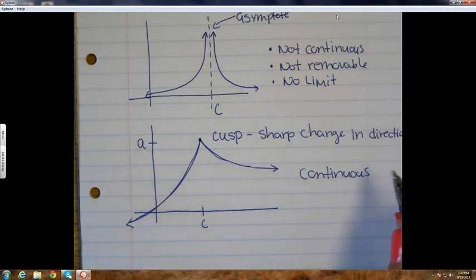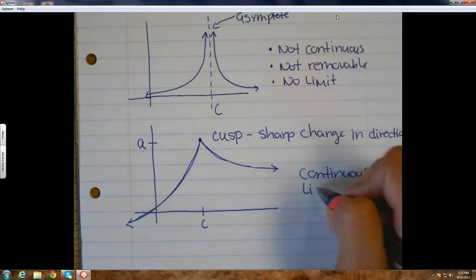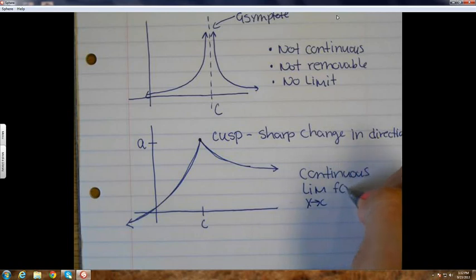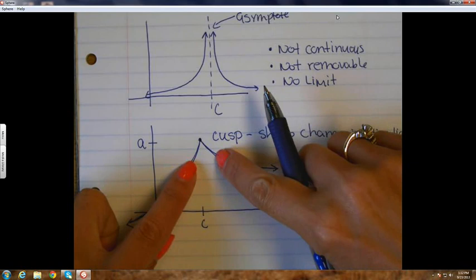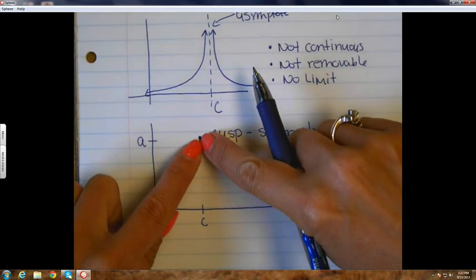Does this have a limit as I approach C? You got to ask yourself, do I approach a single Y value? Are my fingers going to touch when I get to C or close to C? Absolutely. A again.